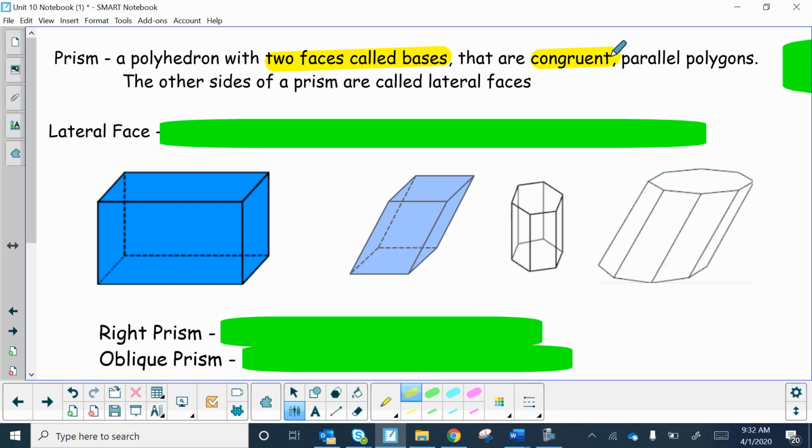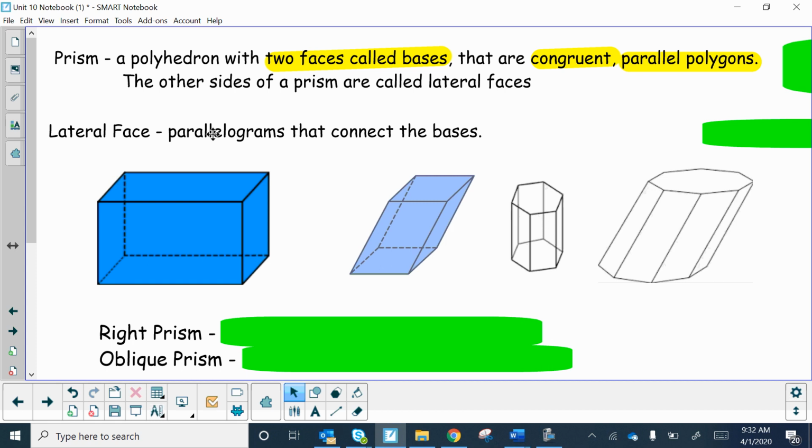They have to be congruent. So make sure you star that. So polyhedron with two faces called the bases, they are congruent and they are parallel. That's the other thing. They're going to be parallel to each other. The other sides of the prism are all called lateral faces. Okay, so what is a lateral face? A lateral face is when all of those are basically some type of parallelogram that connect the two bases. So I have about four examples of what some prisms look like. Okay, and I want to highlight the base.